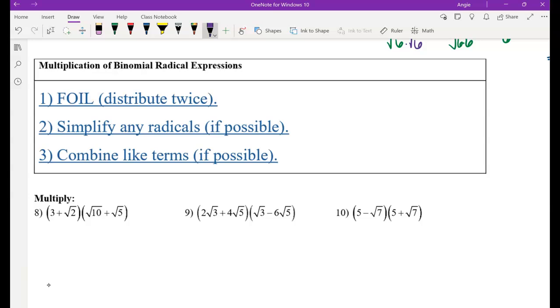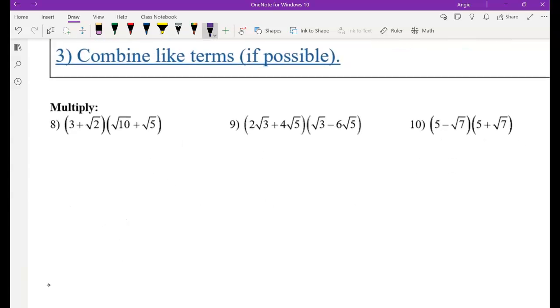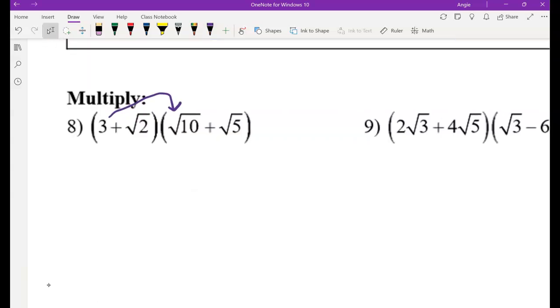Are you guys ready? Example 8 says 3 times square root of 2 times a quantity of square root of 10 plus square root of 5. So 3 times square root of 10, students, it will say 3 square root of 10. Remember, the number in front is 1 here, and 1 here, and 1 here, if we don't ever see any number. All right, so 3 times square root of rad 5 is going to be 3 rad 5.